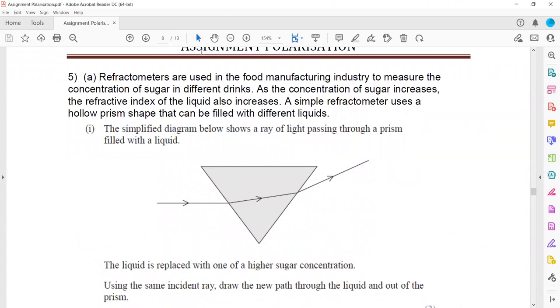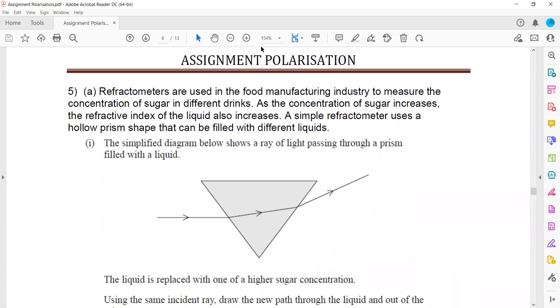the refractometer is used in the food manufacturing industry to measure the concentration of sugar in different drinks. Like, what is the concentration of sugar in different drinks? We can use this refractometer. The idea is that a higher concentration of sugar will rotate the polarized light. If you are passing polarized light, the greater the concentration of sugar, the greater the refraction, or it will rotate the plane polarized light.